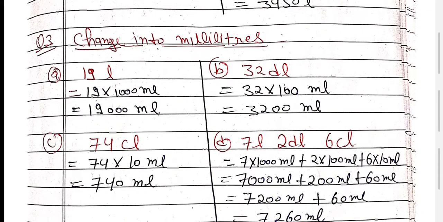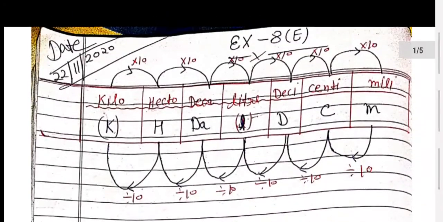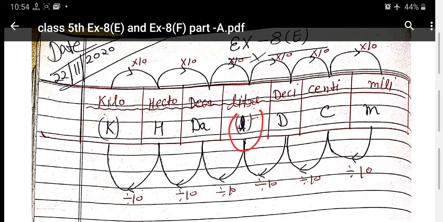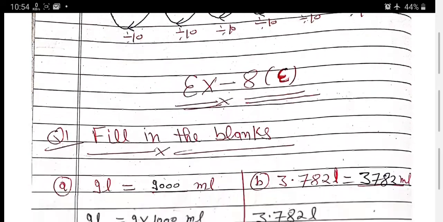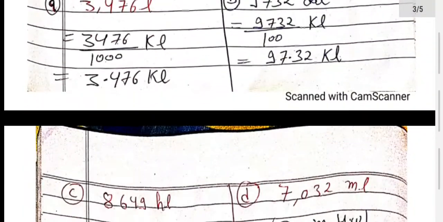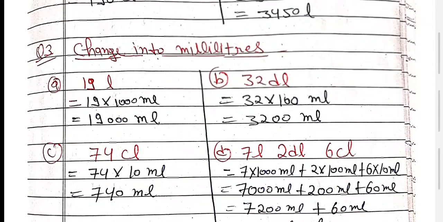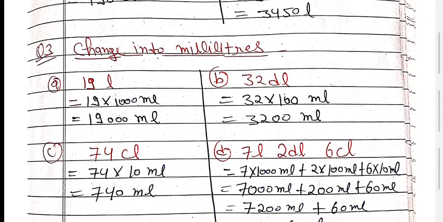Now come to the next one, change into milliliter. You have to convert this question into milliliter. So you have to convert liter into what? Milliliter. Just look at the table first. Liter is here. To milliliter, one step, two step, three step. So you have to multiply by what? 1000 from the table. So 19 liter is there. So multiply by 1000, it becomes milliliter. Now you multiply, you will get 19000 milliliter.